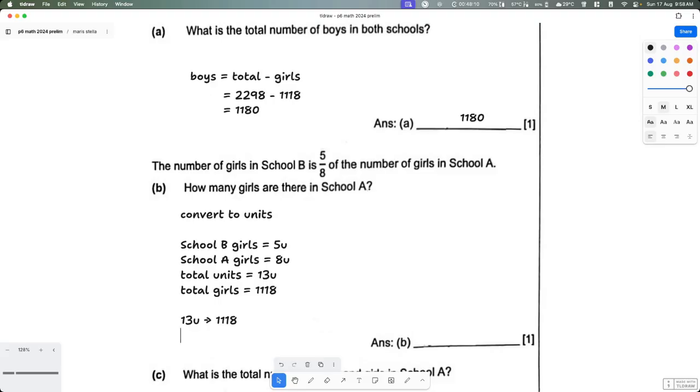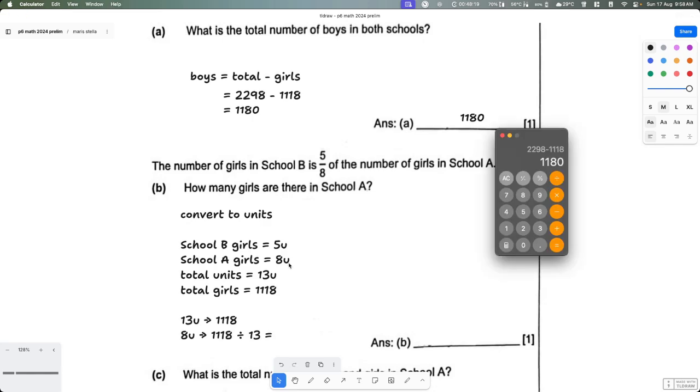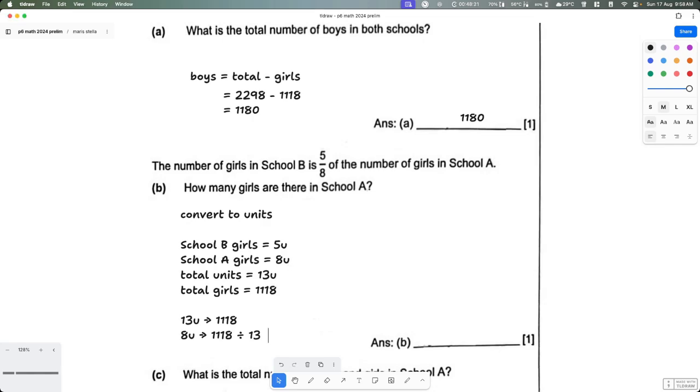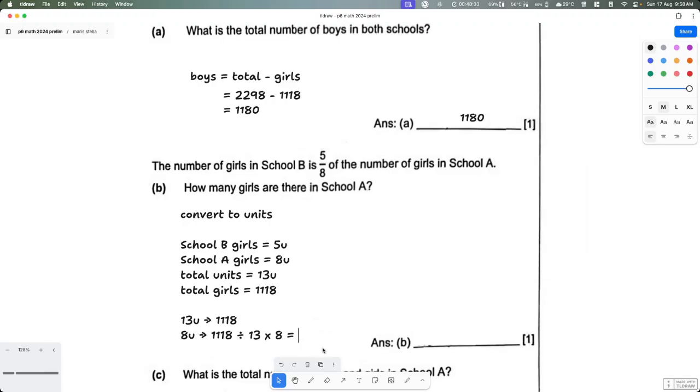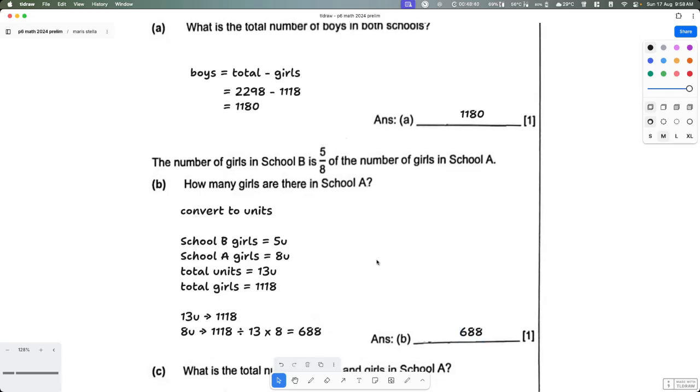How many girls are there in A? So 8 units is equal to 1118 divided by 13, and times 8. So 1118 divided by 13 multiplied by 8. This will give you 688. There you go. So that's the answer, 688 girls.